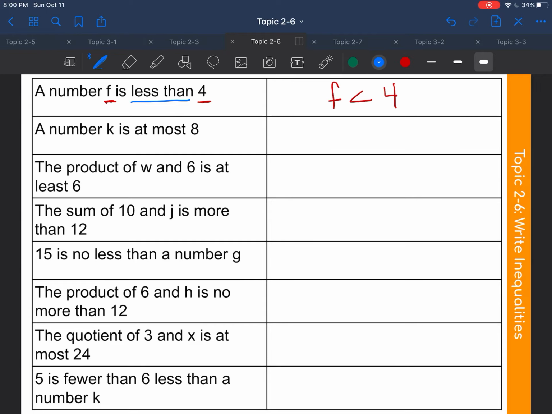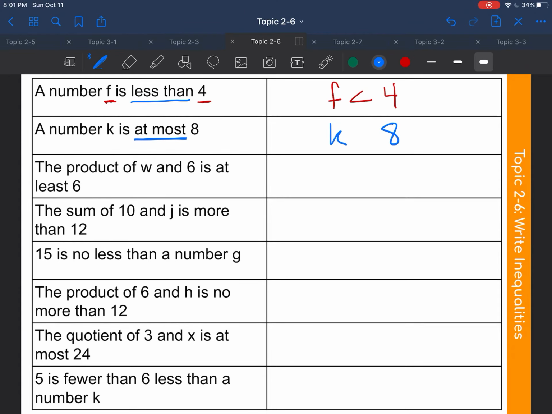The next one: a number k is at most 8. What's the phrase in the second part? The phrase I see is at most. We know our variable is k, and we know the number that it is at most is 8.